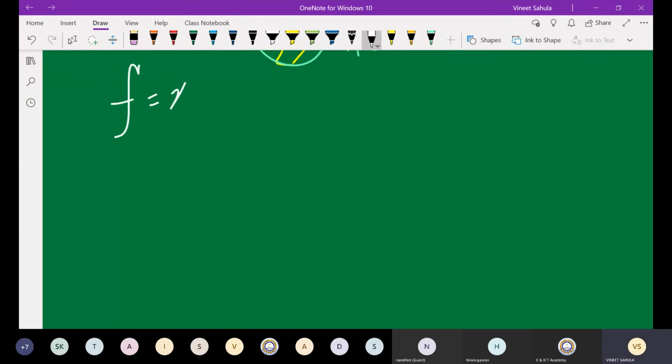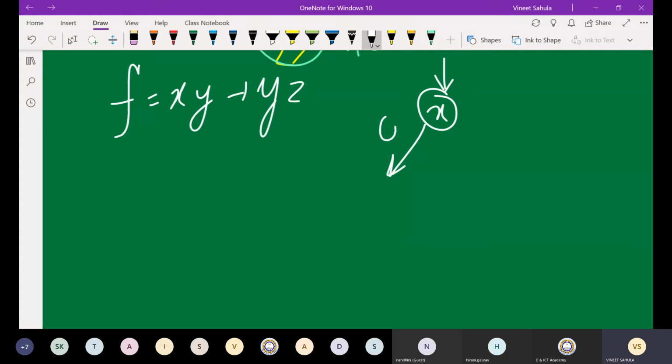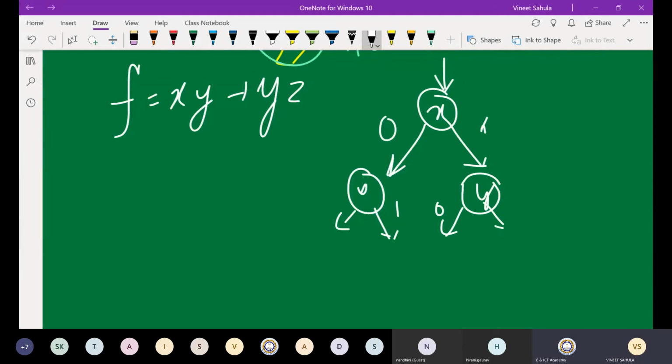Suppose you have a function x, y, z, like that. We will have a kind of a decision on every variable. So if I have x, the decision is either x can be 0 or x can be 1. Then I have to take a decision on y. So y can be 0 or y can be 1. And then we have to take a decision on z.